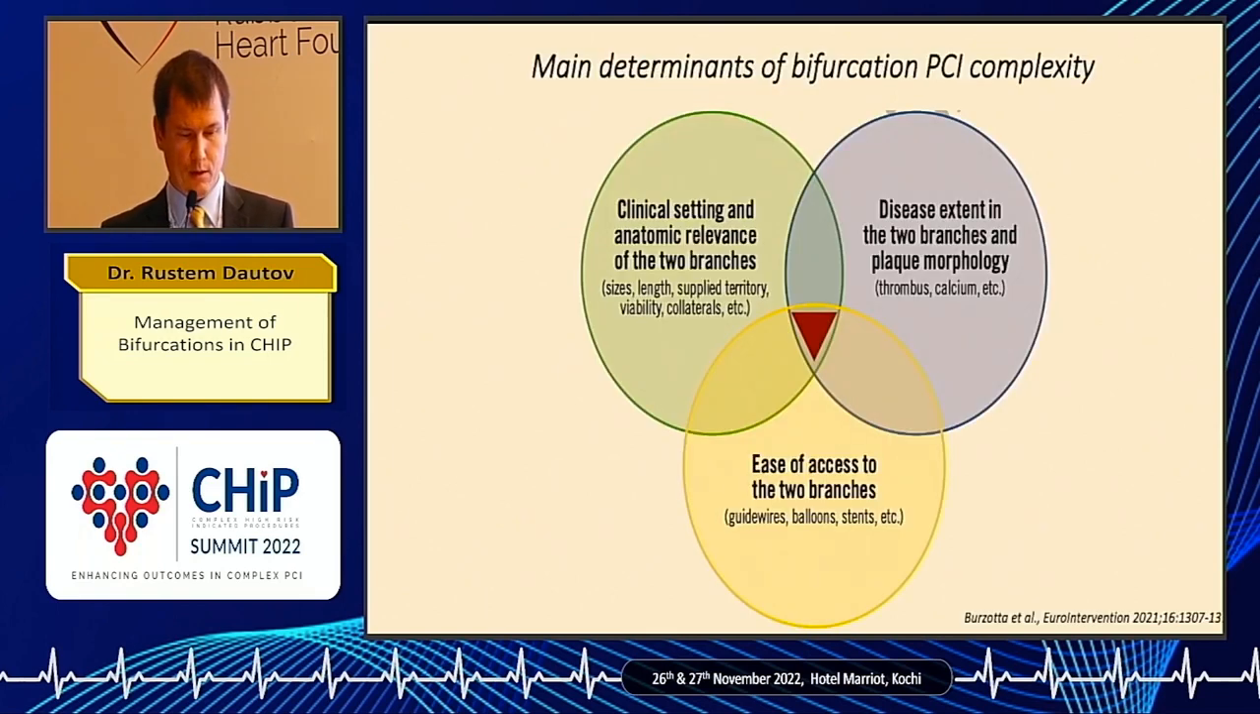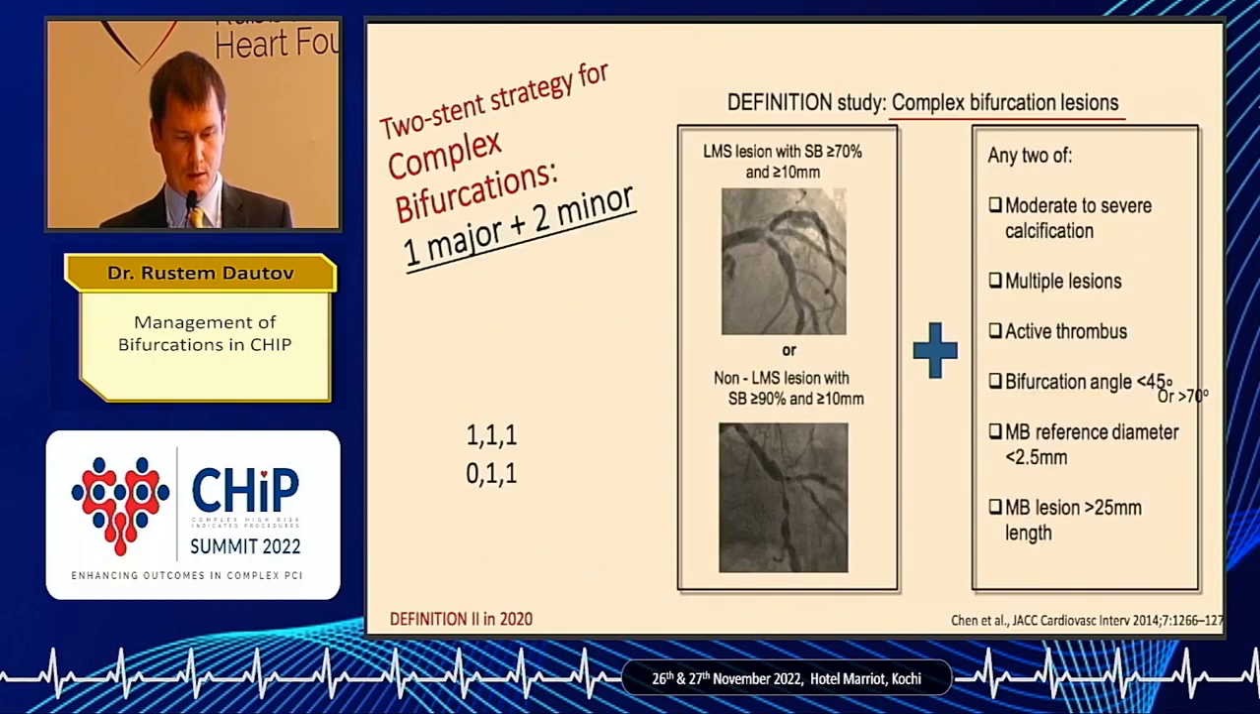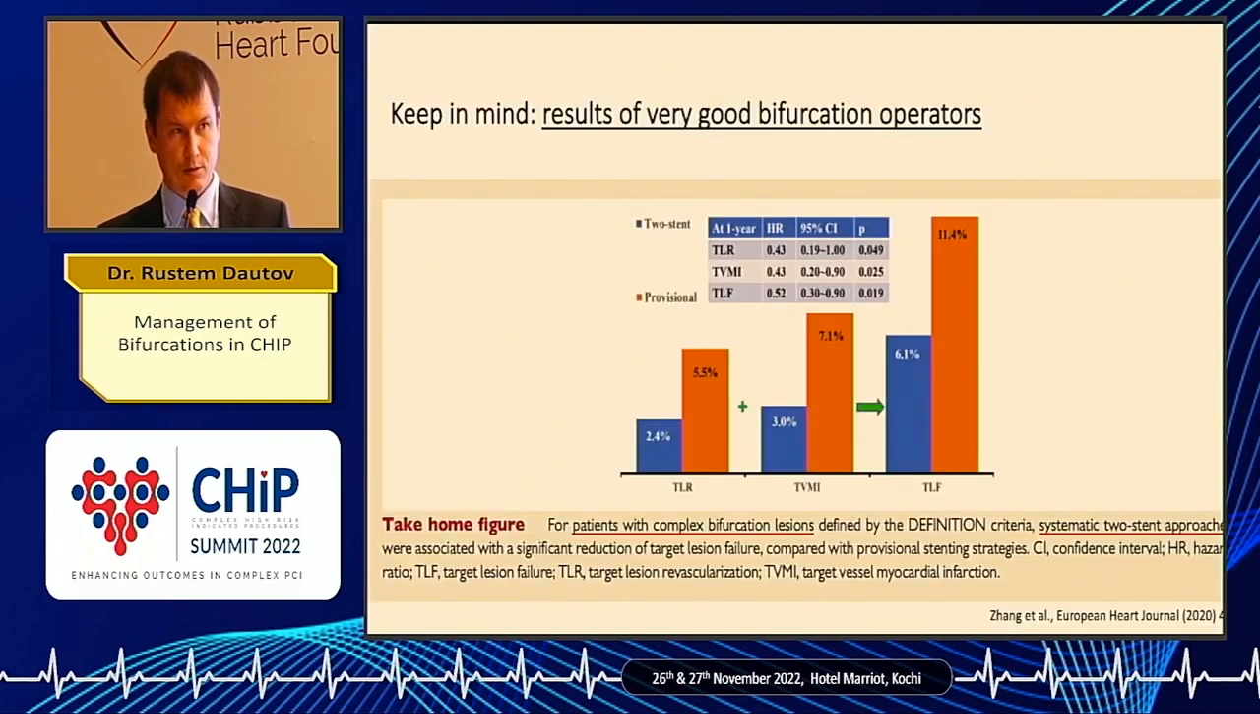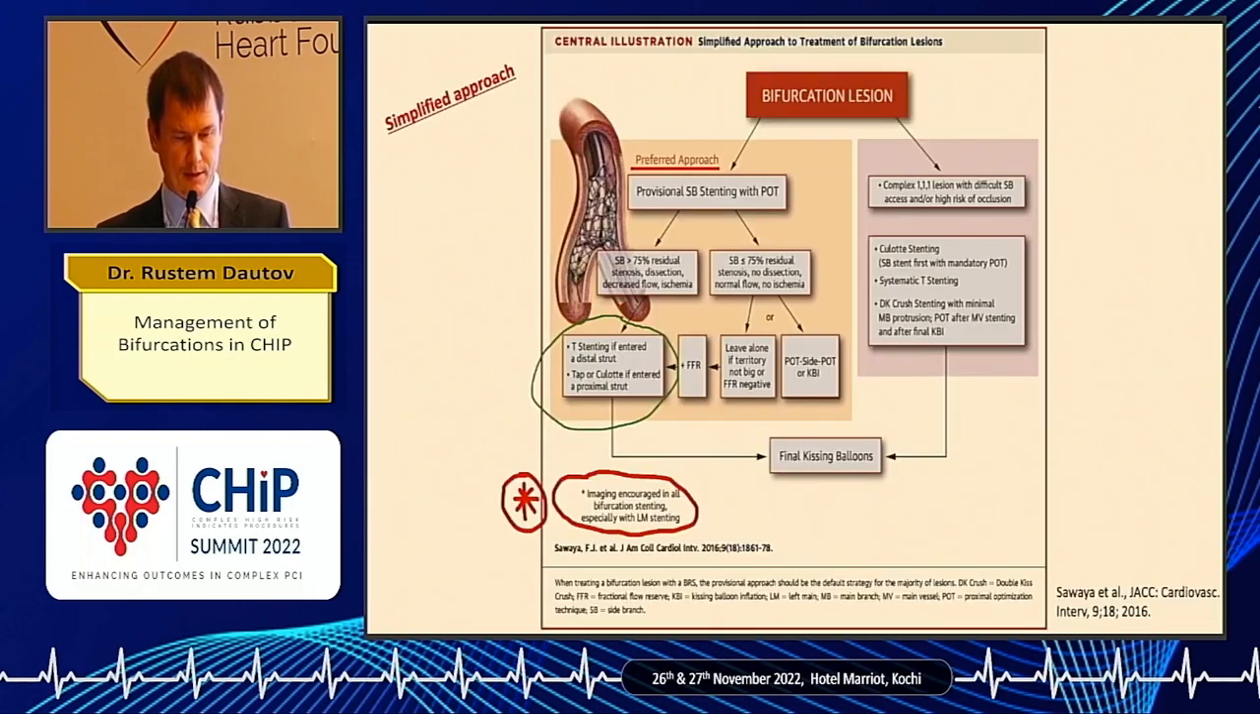Complexity of the bifurcation is obviously assessed through main branch and side branch. We all know that. Dr. Chen from China did the DEFINITION study, which was followed up by another 3,500 patient validation in DEFINITION II. I think this was already shown by one of the presenters. They basically use DK crush, as you know, as their preferred choice in complex PCI lesions, and they show that these results are better long term. Obviously, they are high volume operators in that area.